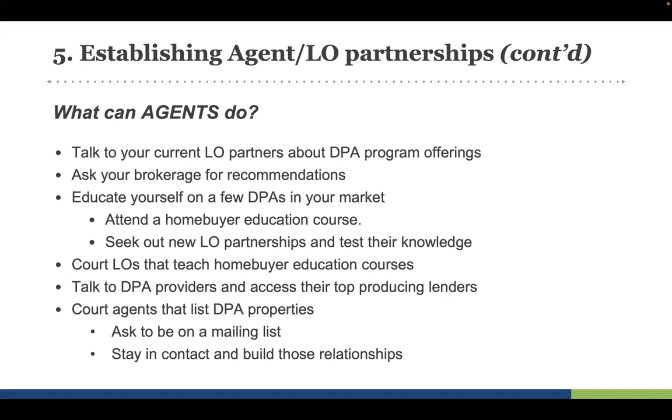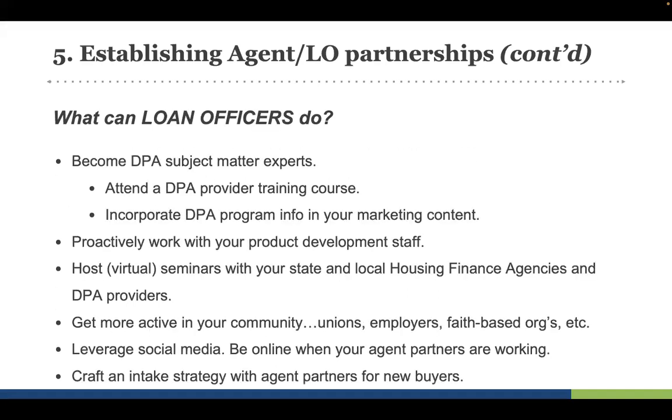Okay, same vein here, but loan officers. What can you do to establish better, stronger, more fruitful, more productive, more meaningful relationships with real estate agents and ultimately grow your purchase pipeline? Become DPA subject matter experts, or if you already are, broadcast that.